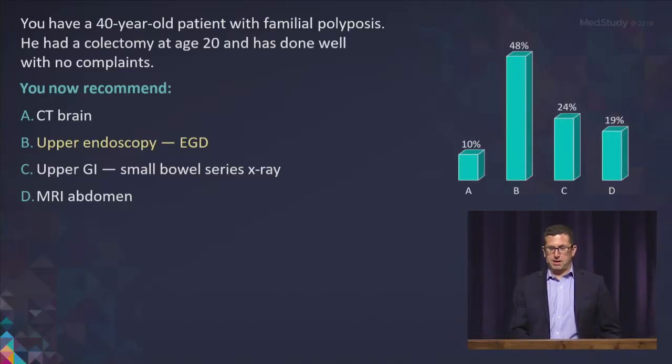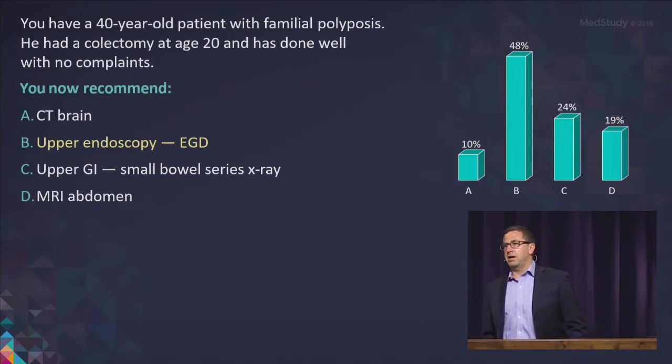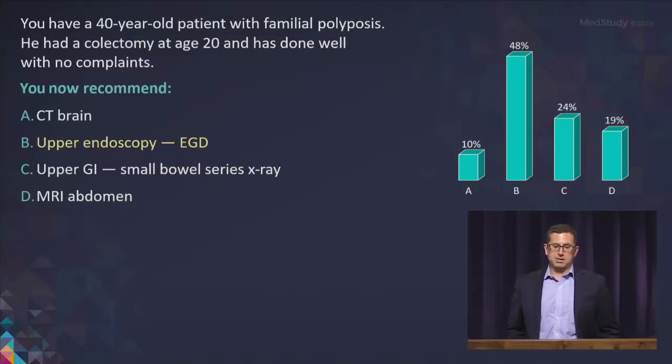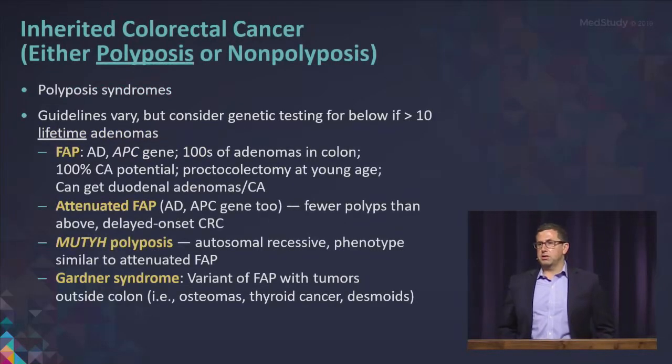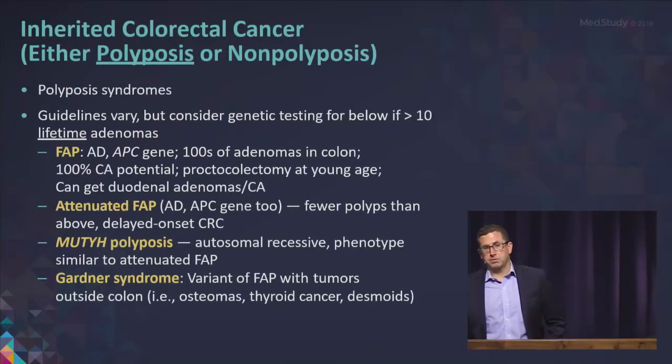Good, most people got that right. So in FAP, patients have a high risk of developing duodenal polyps, duodenal adenomas, and ampullary lesions. So that would be the test that you'd want to do at that time, particularly in a patient who's already 40 with FAP.